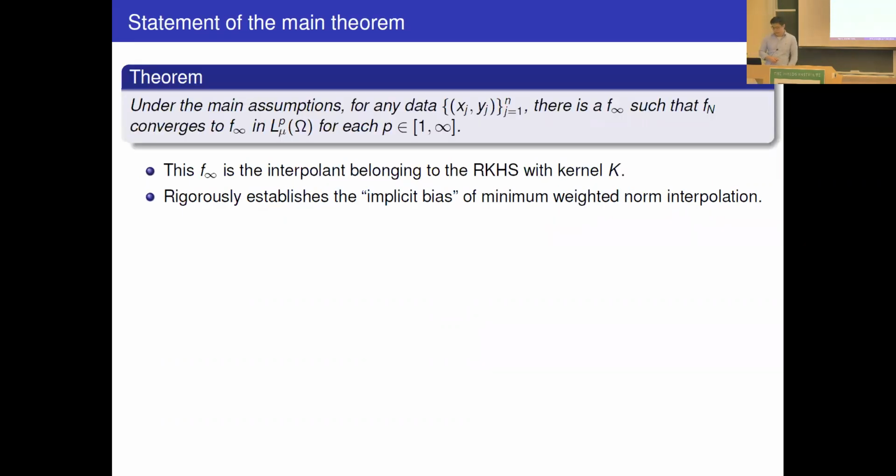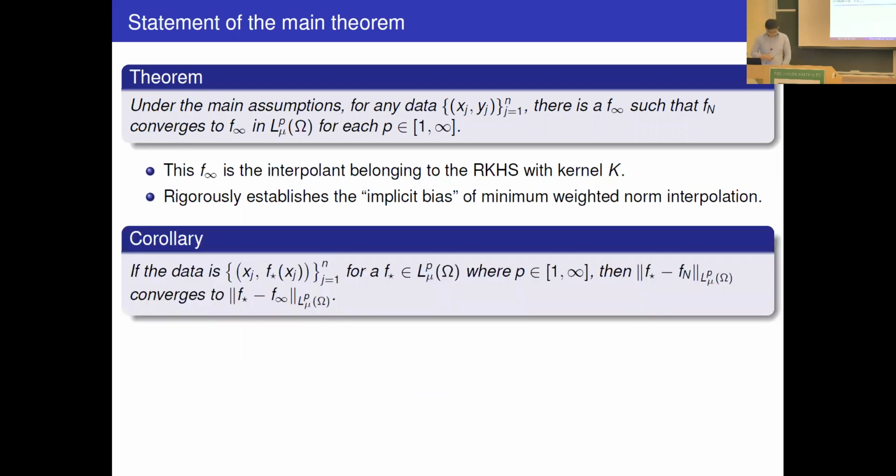Okay. And so this rigorously establishes what some people refer to as the implicit bias of this algorithm. So it's saying that as we increase the number of parameters, the algorithm is not searching through a space in a very uncontrolled, chaotic way. It's doing something quite well behaved, and it'll tend to some limiting function here.